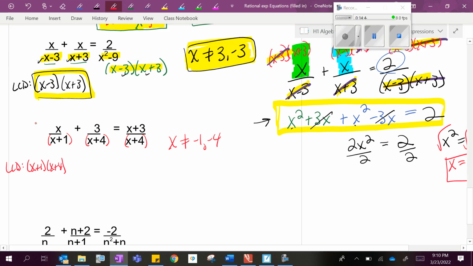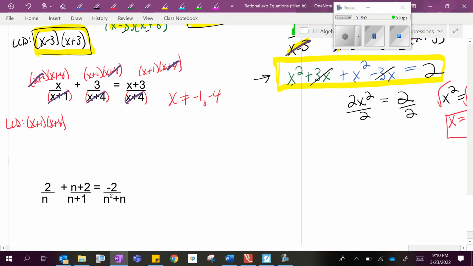So now I multiply each term by the entire common denominator. And I cancel out what I can. On this one, I can cancel out x plus 1, I can cancel out x plus 4, and I can cancel out x plus 4. Now I multiply what I have left.